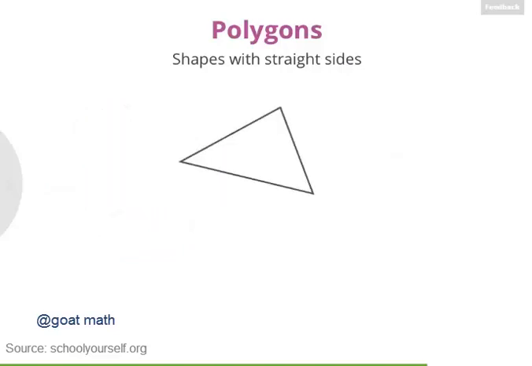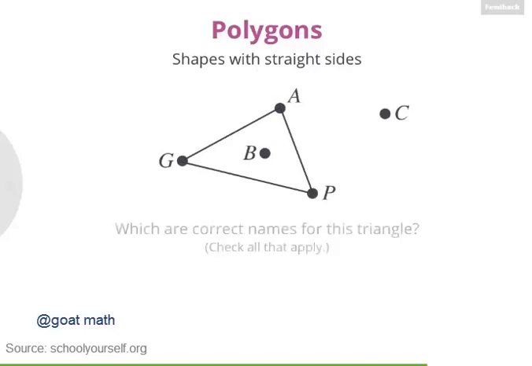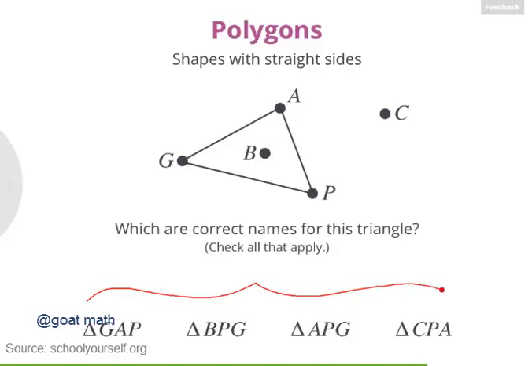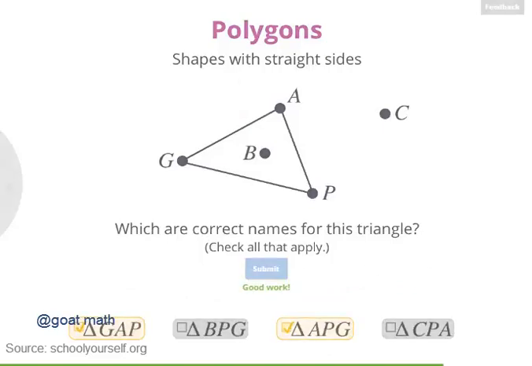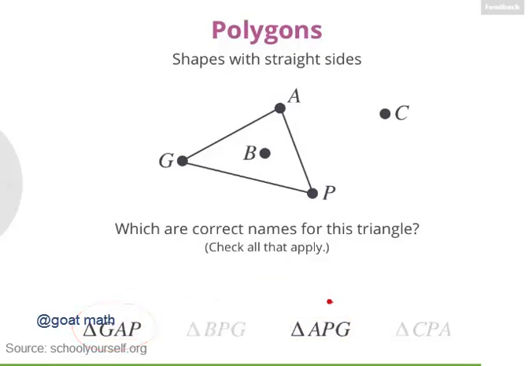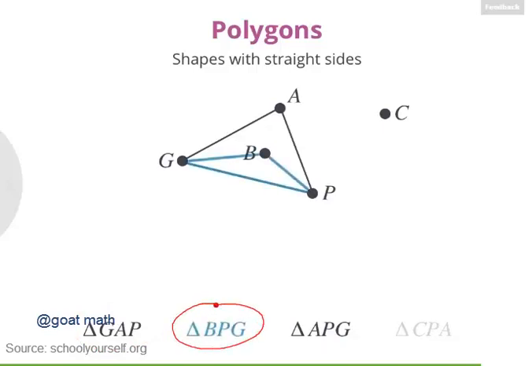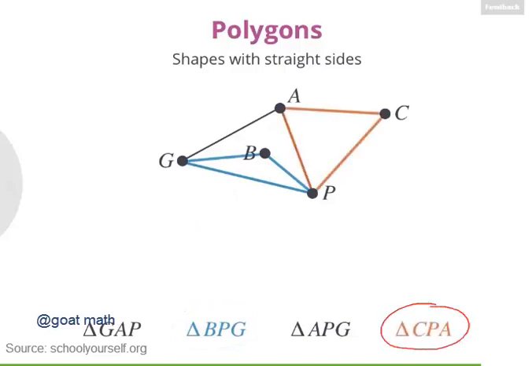Now here's another triangle, and let's label some points. Which of these names down here are correct names for this triangle? Excellent! GAP and APG are both correct names. Triangle BPG is this blue triangle over here, and triangle CPA is the orange one over here.